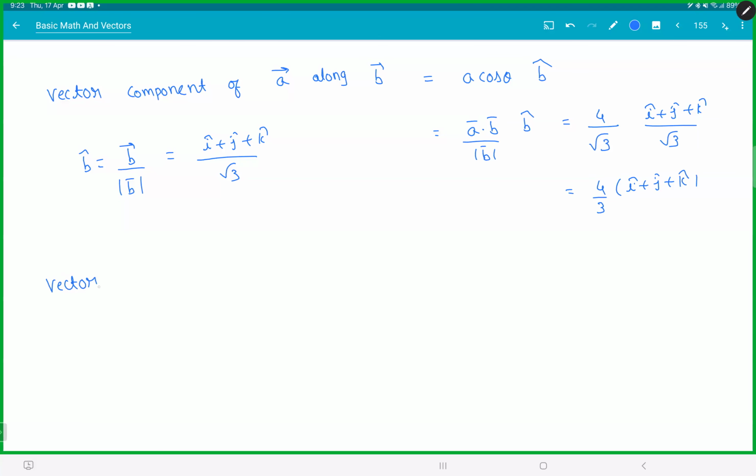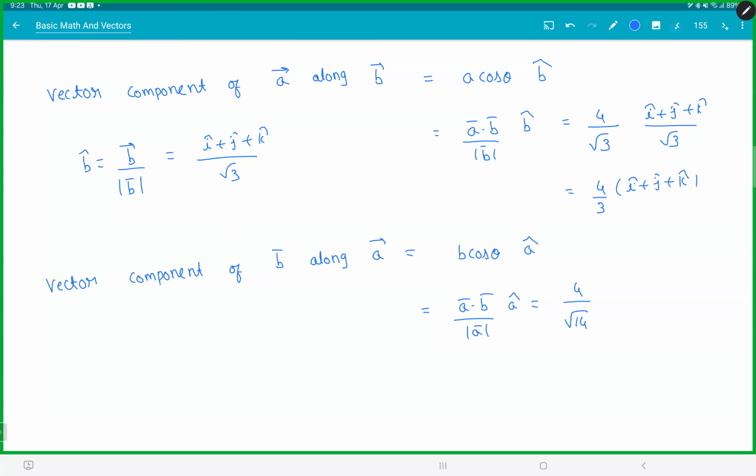Same thing, vector component of B bar along A bar. Again, understand the meaning of this. I want B bar's shadow. The shadow's length is B cos theta. It will be the adjacent side in the direction of A cap. So this is again A dot B by mod A bar. Same story. This is 4 and mod A bar is root 14.